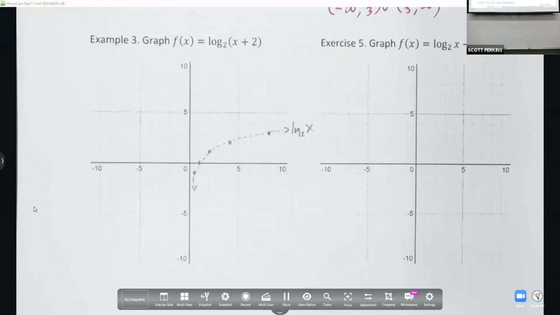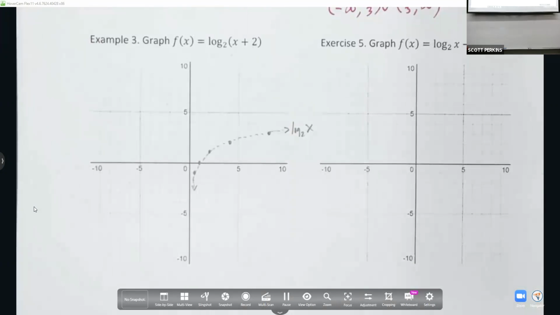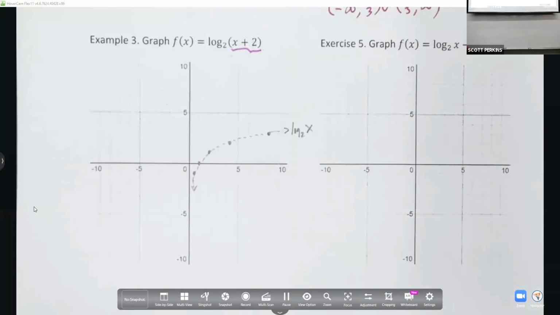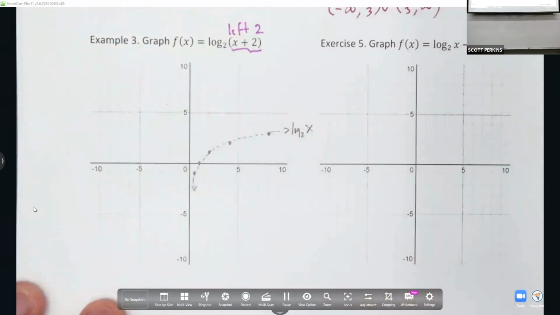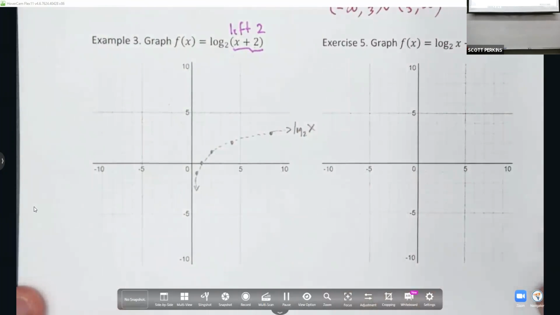So before the power failure there, I've graphed log base 2 of x. This is where you're going to help me. Since I've got an x plus 2 here, what does that do to my basic function? It moves the whole thing left 2 units. Same thing we've been doing the entire semester. I'm just going to take each of those points on the basic function, and I'm going to move each of them left 2.